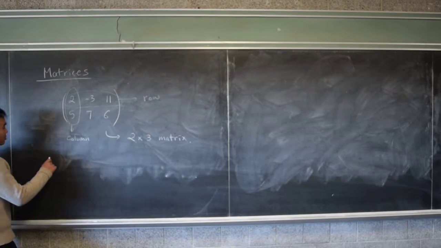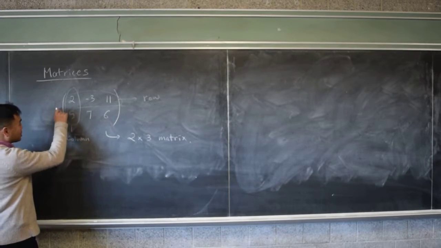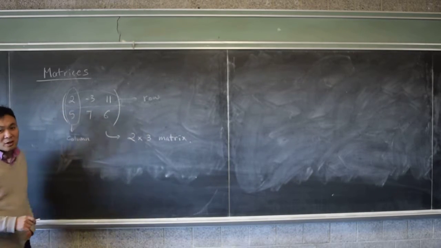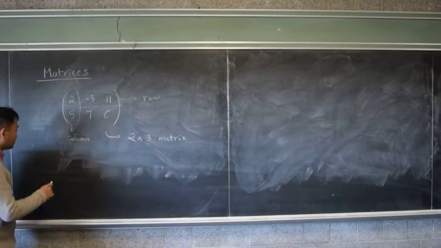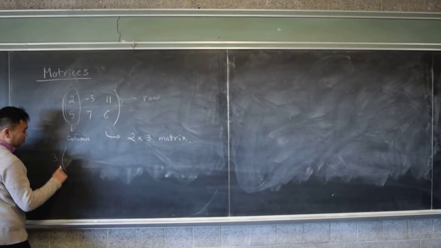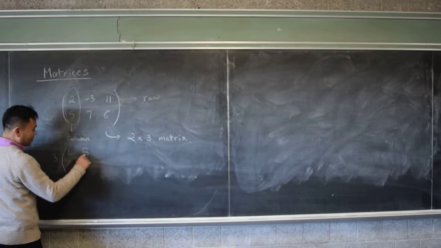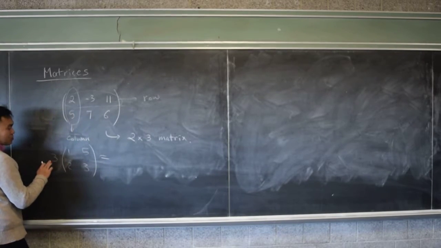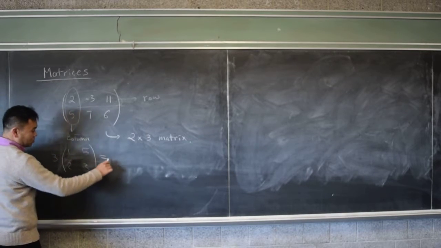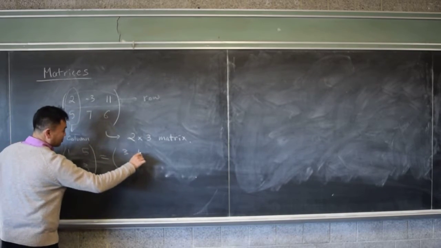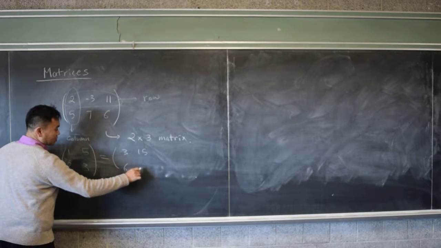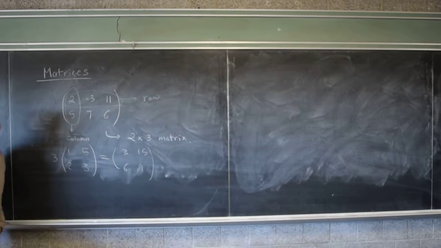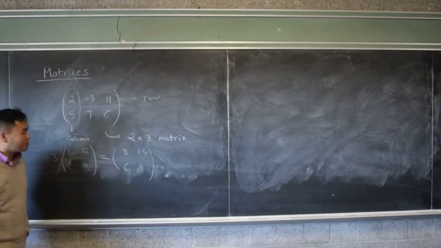All right, adding matrices or multiplying numbers to matrices are exactly like vectors. You can multiply something to a matrix, say if you have 1, 5, 2, 3, then multiplying by 3 gives you 3, 15, 6, 9. There's not much going on here.